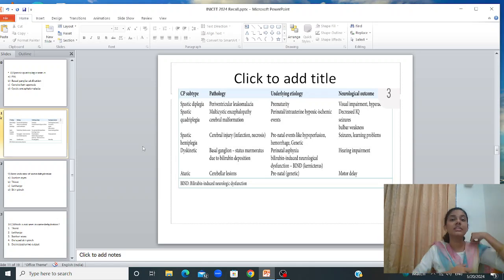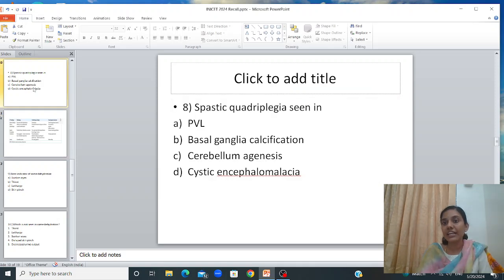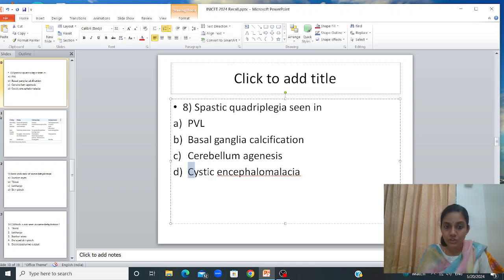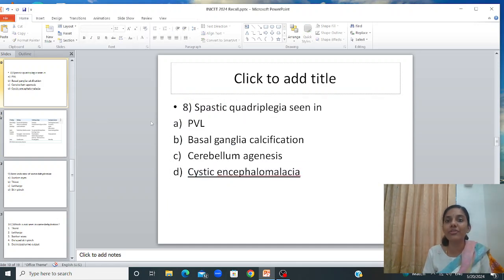In a child with spastic quadriplegia, the child will have multicystic encephalomalacia. So the answer to the above question will be cystic encephalomalacia changes. That is, when you take an MRI of a child with spastic quadriplegia, you will find cysts. The cavities will be found in the MRI imaging.